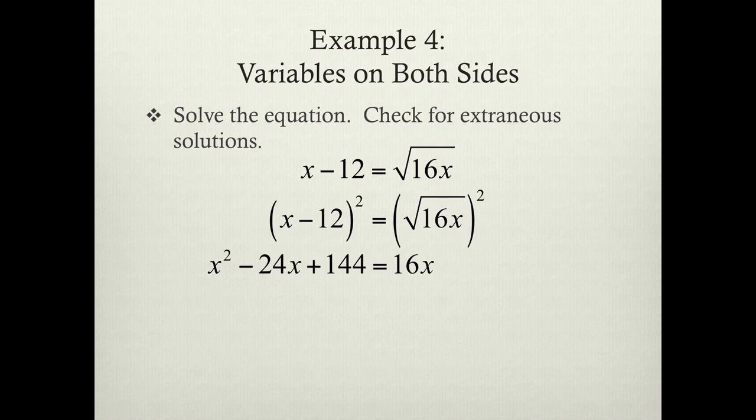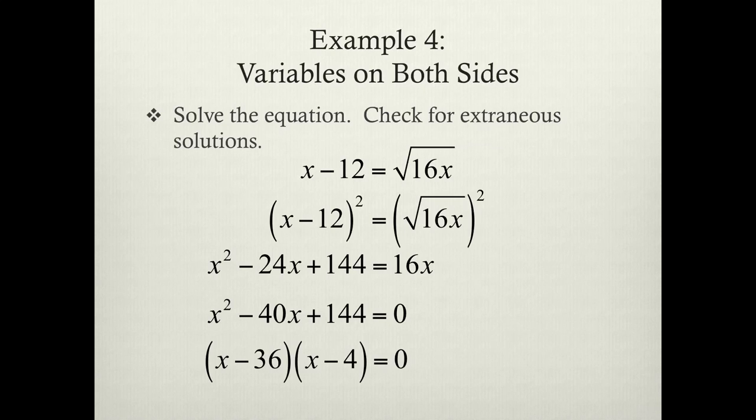Now what I'm dealing with is really a quadratic. So I want to subtract my 16x to the other side and get everything equal to 0 so that I can use quadratic methods for solving this equation. Now I just happen to notice that I can factor this into x minus 36 and x minus 4. If you don't notice that, you could always go to quadratic formula or some other method to solve this equation. But in this case, factoring does work, and I end up with two possible solutions of 36 and 4.